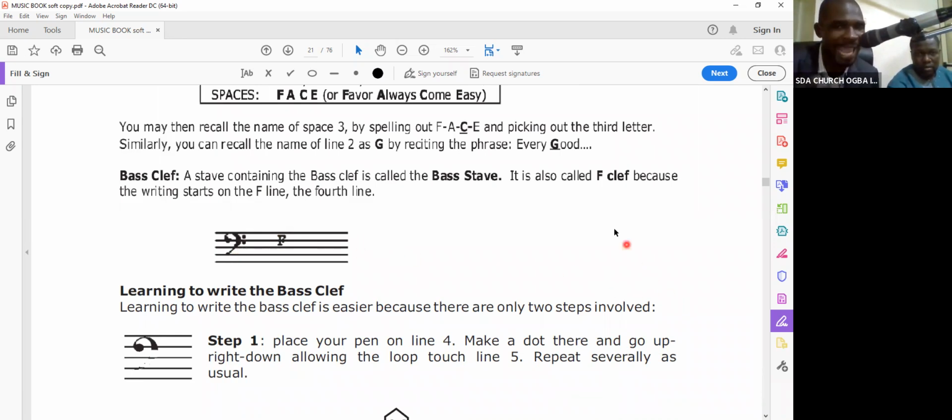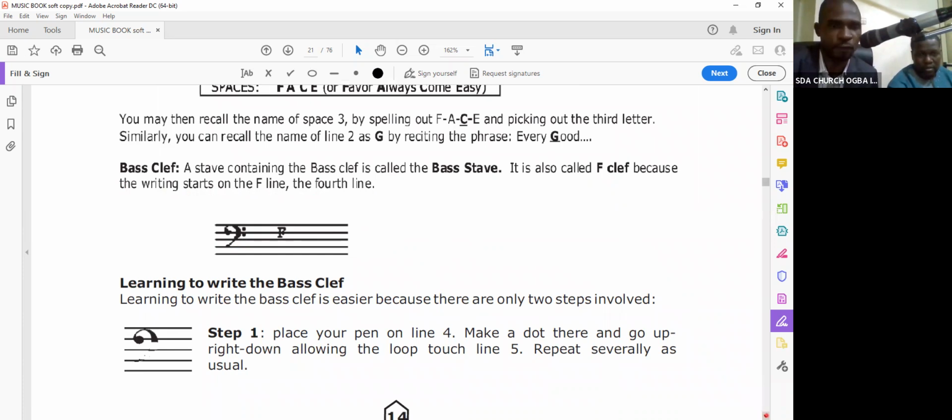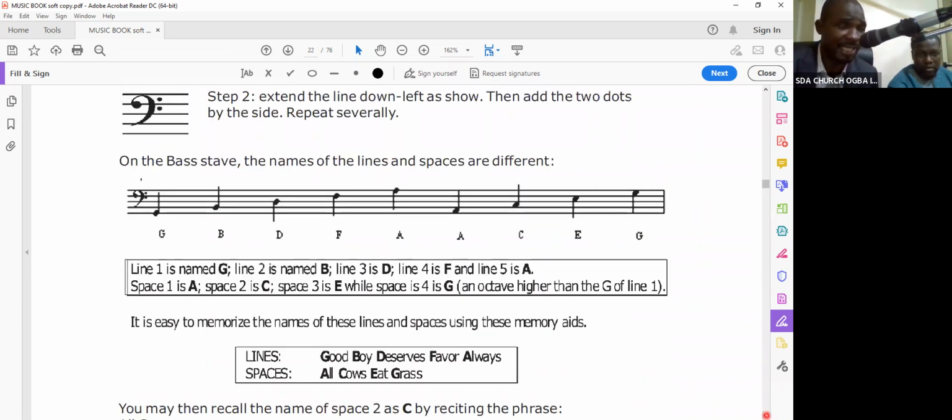It is also called F clef because the writing starts on the F line, which is the 4th line of the bass stave. Let's not forget the treble stave as well. Why we also call it G clef is because the drawing of the clef starts from line 2, which is the letter G. That is the position of the letter G on the treble stave, so that is why it is also called G clef.